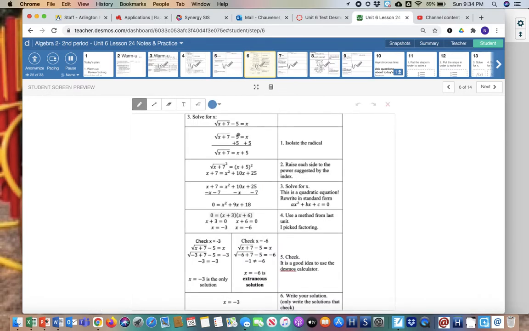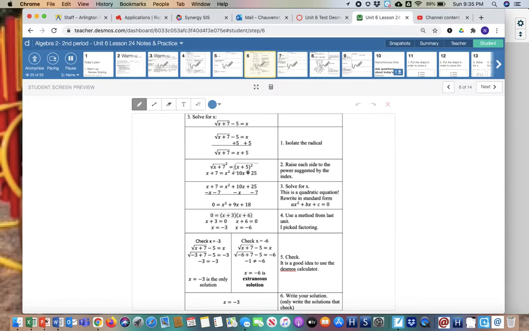So now let's look at another type that's a little bit trickier just because of what happens once we cancel the radical. All right, so here I see that I have the square root of x plus 7 minus 5 equals x. So now I need to isolate the radical. So again, what is that going to mean here? Well, I see the minus 5. To cancel minus 5, I add 5 to both sides. So now I get here. So now I need to raise the power suggested by the index. It's a square root, so I square both sides.